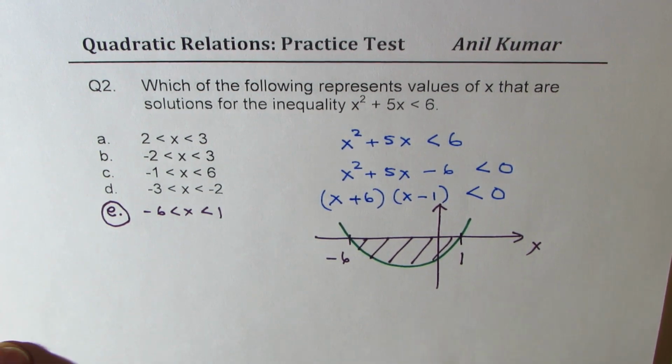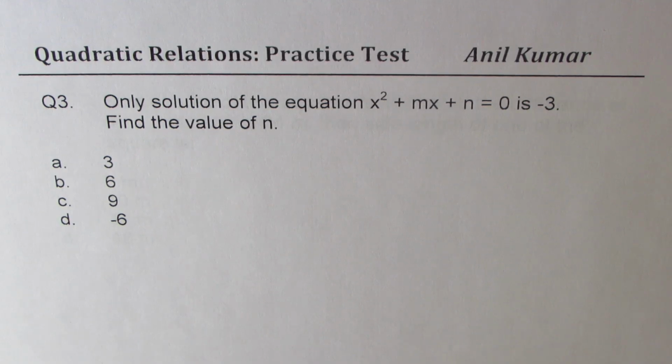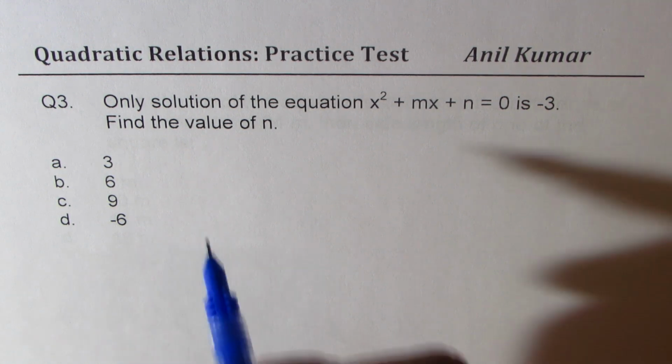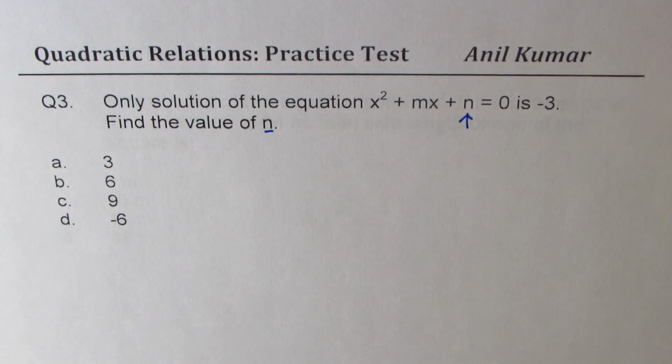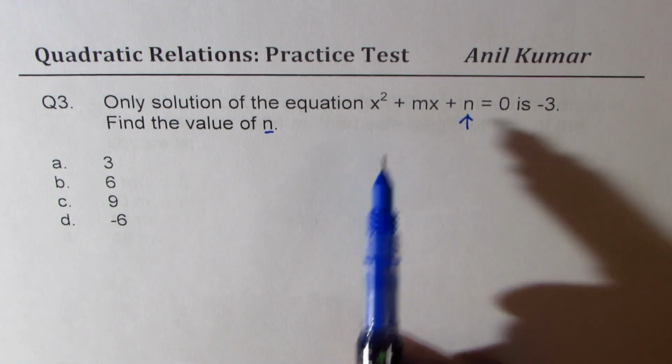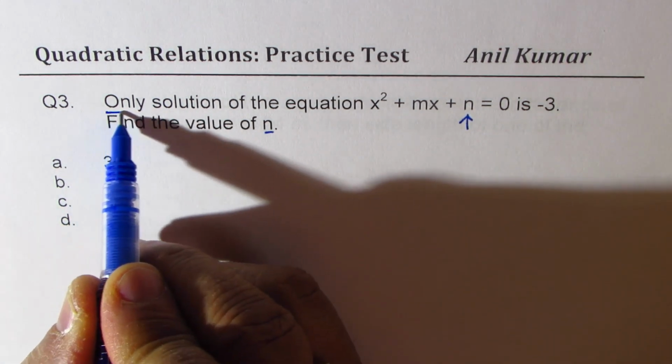Perfect. Question number 3. The only solution of the equation x squared plus mx plus n equals 0 is minus 3. Find the value of n. That means we have to find this value. You can actually pause the video, answer this question, and then look into my suggestions. Now this is a very interesting question. We are given only one solution.